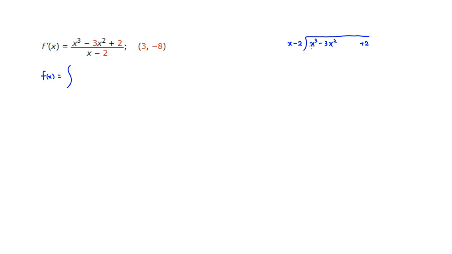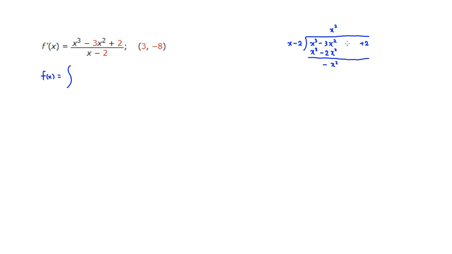Then we ask ourselves, how many x's can we squeeze into x cubed? It'll be x squared. So x squared times x gives you x cubed, which is exactly what we wanted. And x squared times negative 2 is negative 2x squared. Then go through the subtraction. So x cubed minus x cubed is 0. Negative 3x squared minus negative 2x squared, so adding 2x squared, is going to be negative x squared.